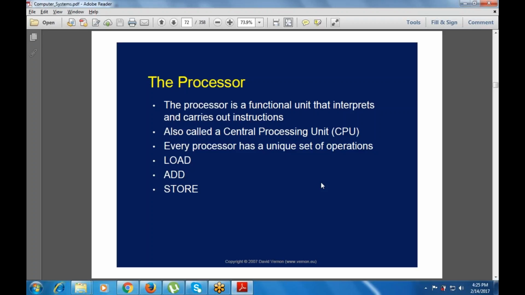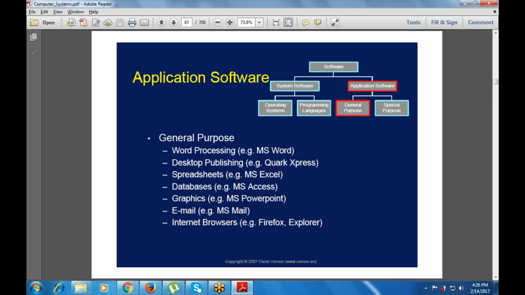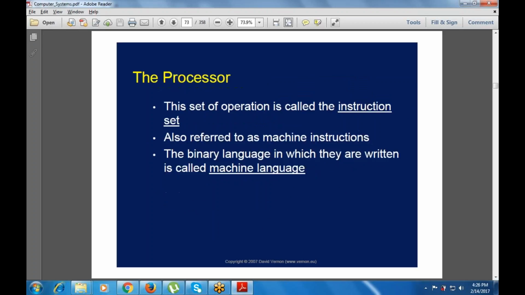The processor is also known as the CPU, the central processing unit. And every processor has a unique set of operations. Whatever processor we are dealing with has its unique set of operations, which may be a load operation, add, and so on.